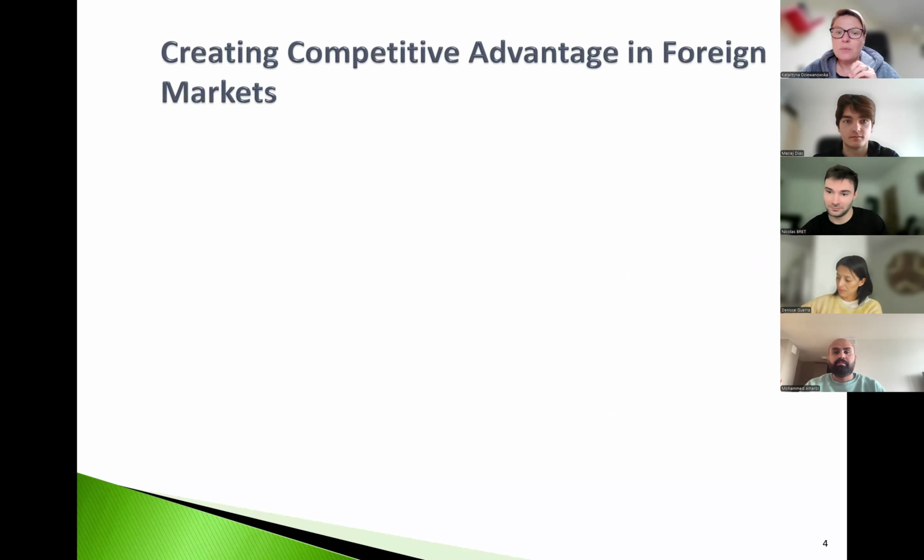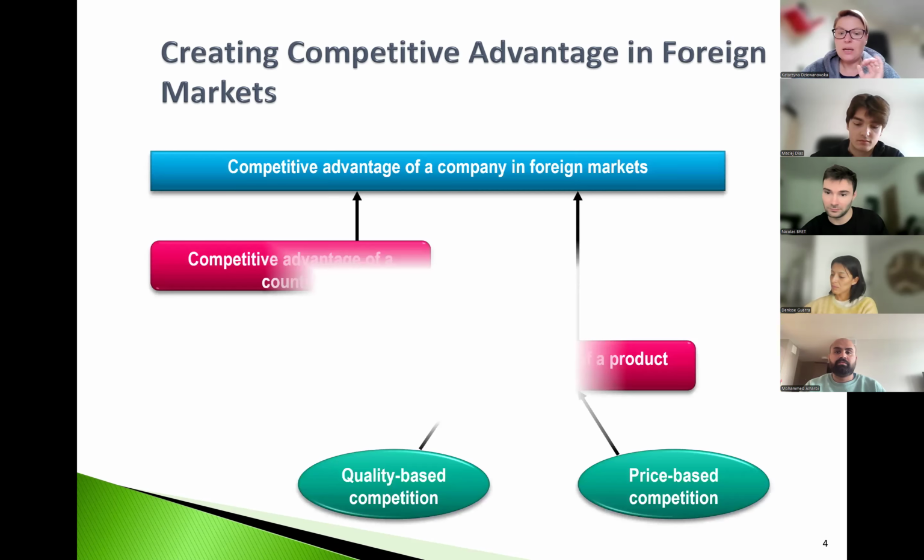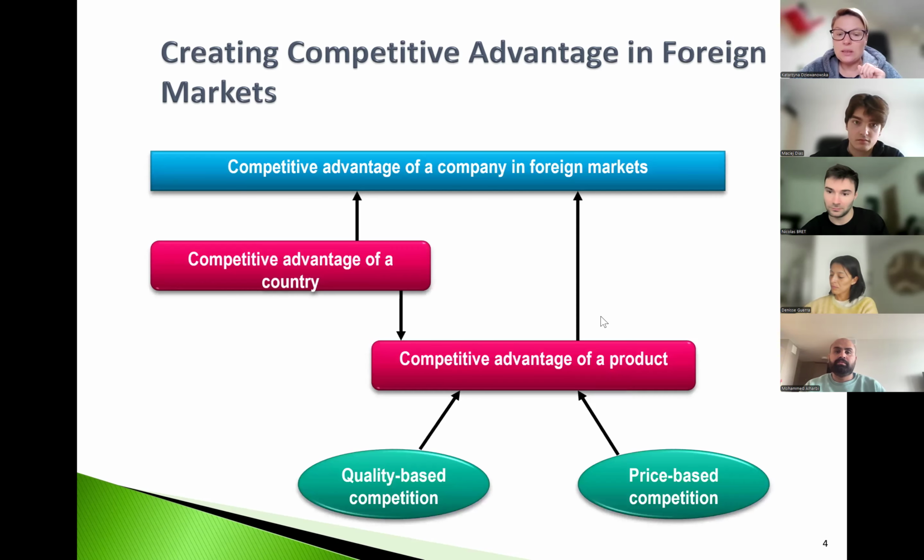So let me show you what it depends on. Actually, that all comes down to creating the competitive advantage of your company in the foreign market. And that will be the result of three different things. As you can see, one of these things is a competitive advantage of your product. So what you have is a value or an excellent deal, and it has the potential to be internationalized.